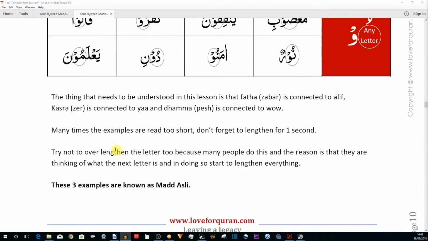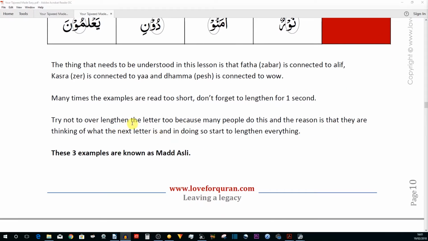So some notes at the bottom. The thing that needs to be understood in this lesson is that fatha, zabar, is connected to alif, and kasra, zer, is connected to ya, and dhamma, pesh, is connected to waw. Many times the examples are read too short. Don't forget to lengthen for 1 second. Try not to over lengthen the letter too because many people do this, and the reason is that they are thinking of what the next letter is, and in doing so start to lengthen everything.